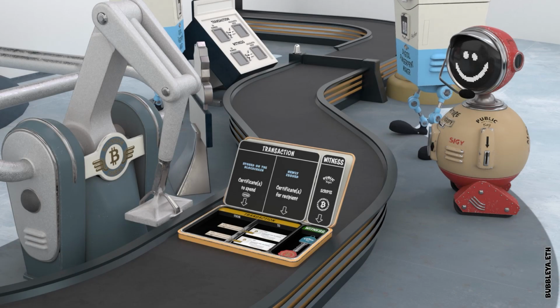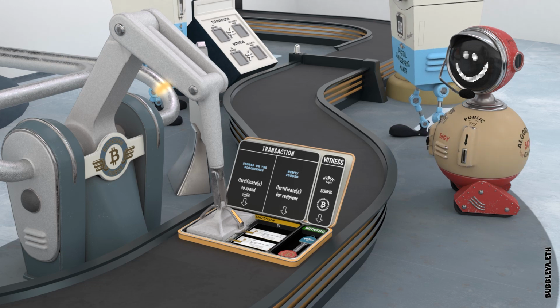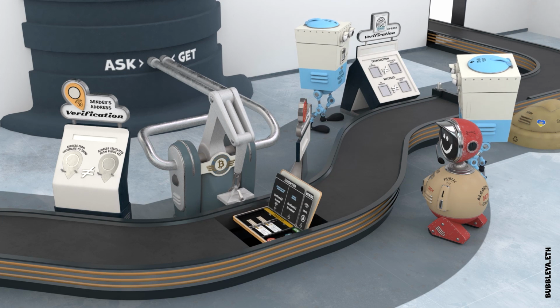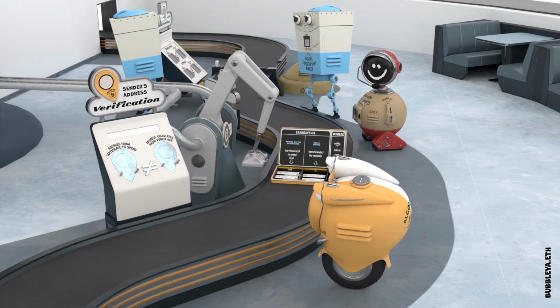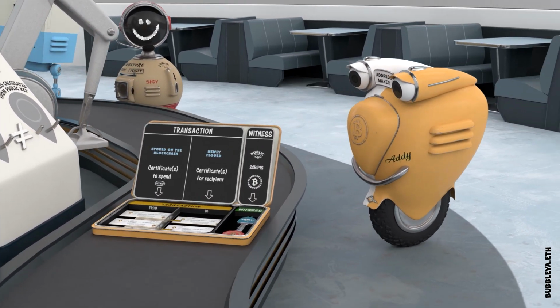In our case, Jane didn't spend these certificates before, thus, the courier brought their copies. But if someone uses an already spent certificate for payment, the blockchain courier reports an error and aborts the transaction. In this way, the Bitcoin protocol prevents double spending of funds. The transaction, extended with the copy of the funding certificates, moves to the next station.